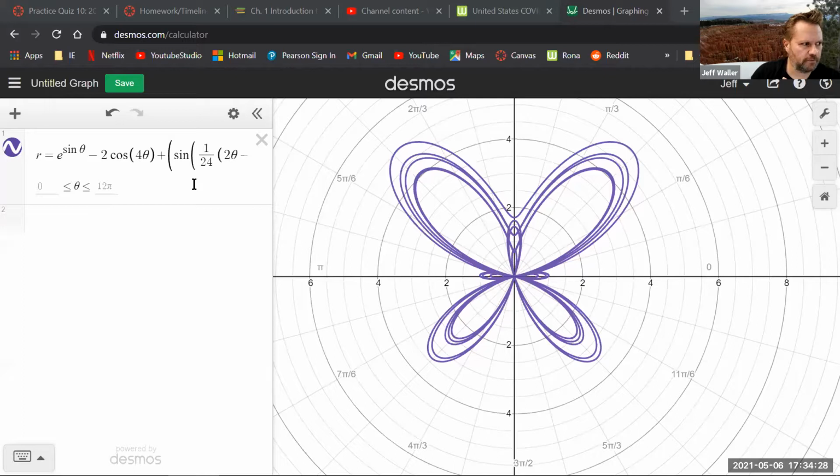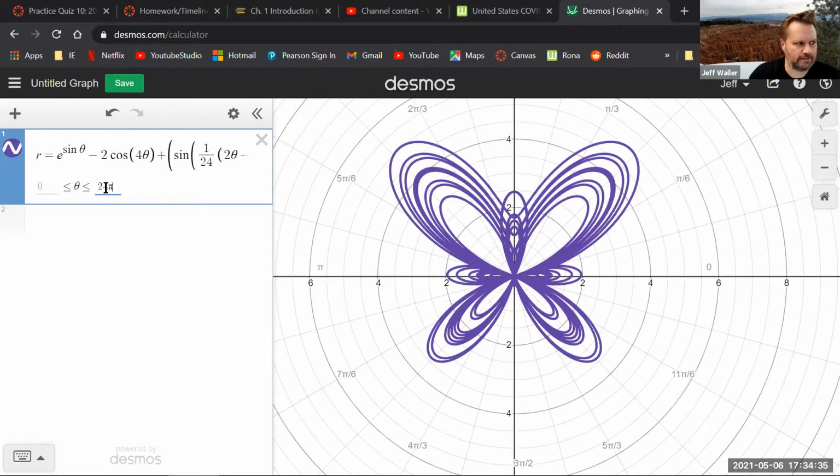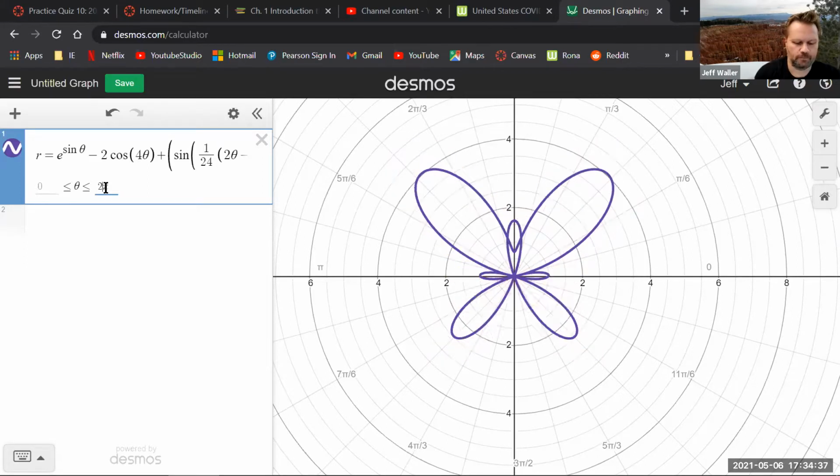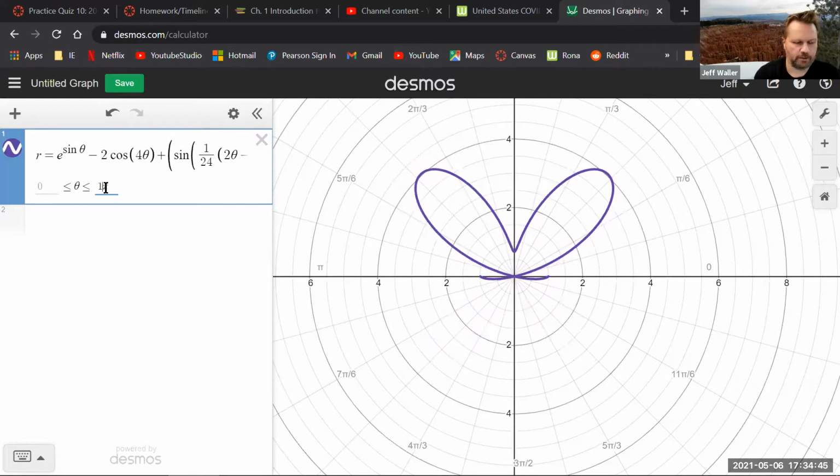Watch, let me see if I go further than 12 pi. Let's go 24 pi. Look at that sucker. Now, if you just go to like 6 pi, it's an evolving thing. It's like a, no, Jeff, don't say Pokemon. It's evolving.